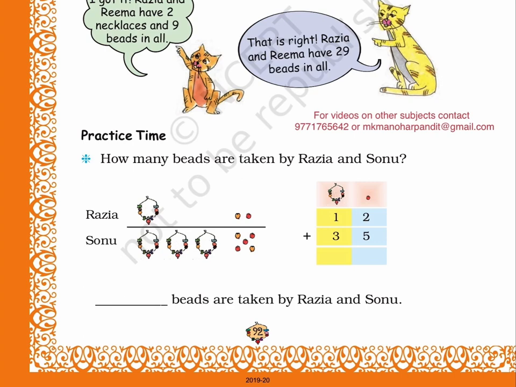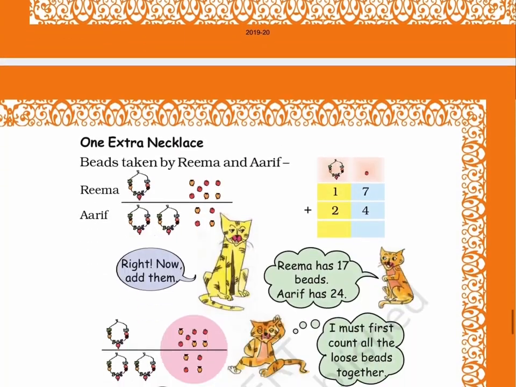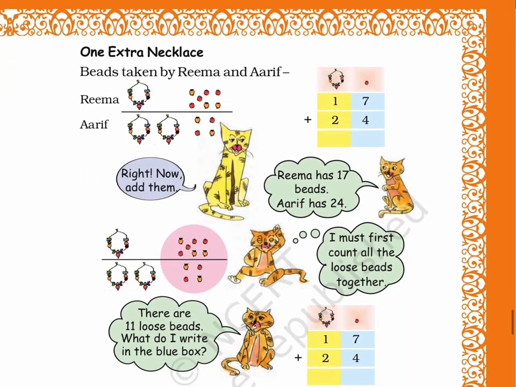Dash beads are taken by Razzia and Sonu. Page 93. One extra necklace. This page has 4 pictures and the conversation of 2 cats continues. Let's begin reading this page.